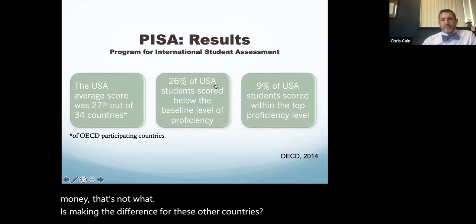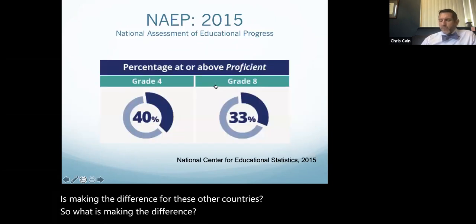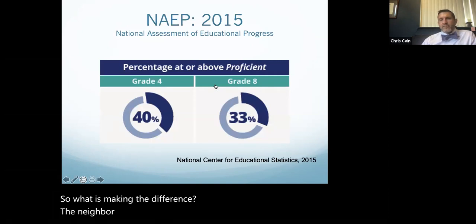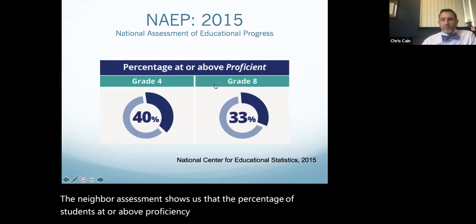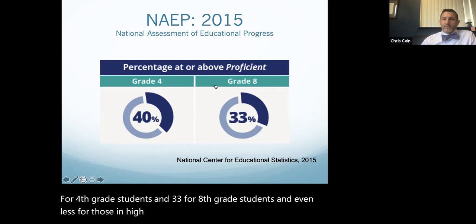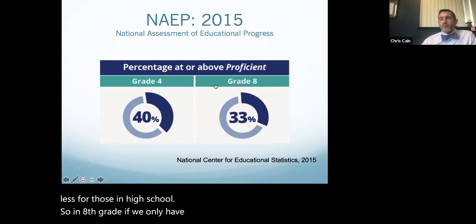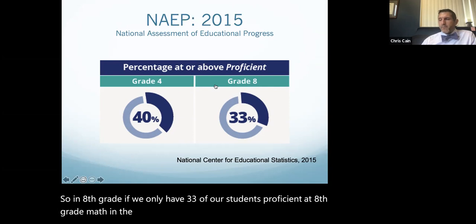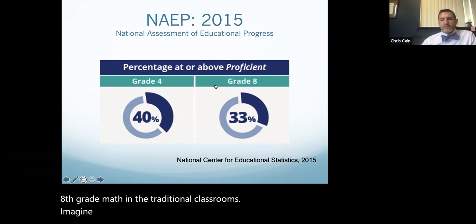So what is making the difference? The NAEP assessment shows us that the percentage of students at or above proficiency level is 40% for fourth grade students and 33% for eighth grade students, and even less for those in high school. So in eighth grade, if we only have 33% of our students proficient at eighth grade math in the traditional classrooms, imagine how our students with significant disabilities are faring.